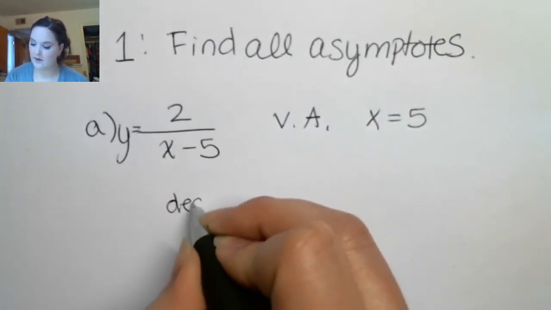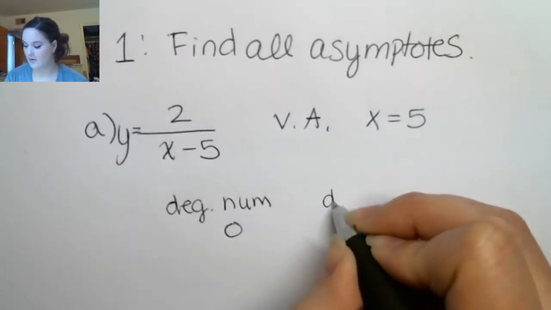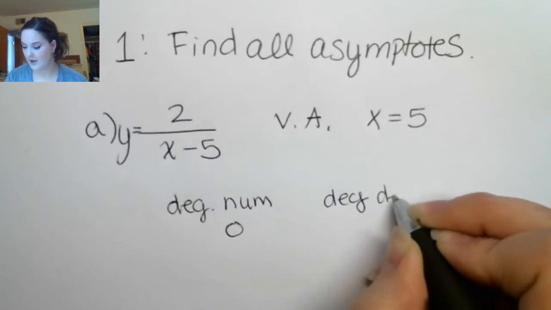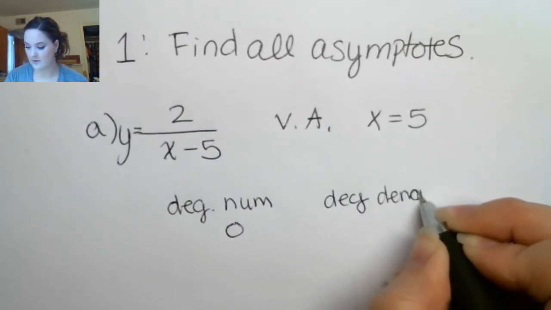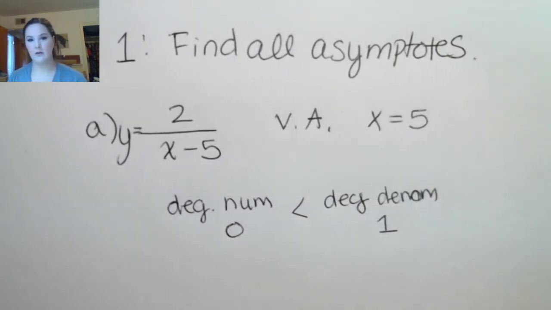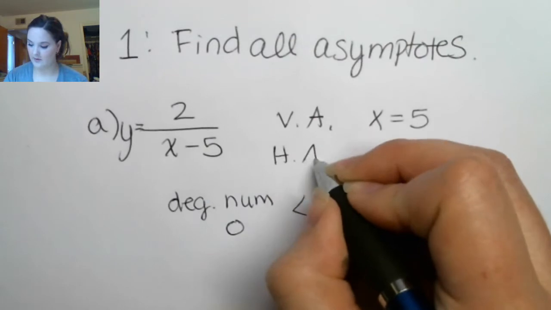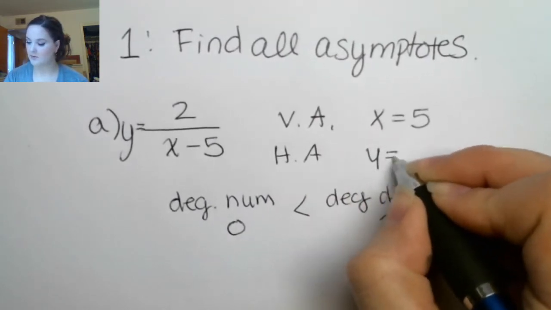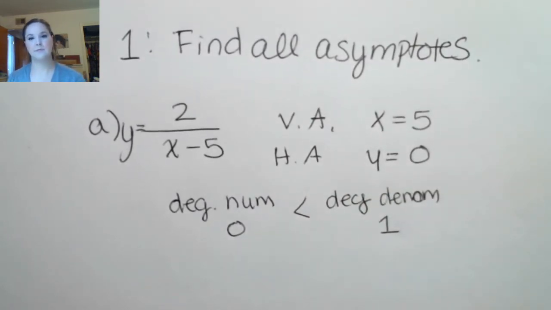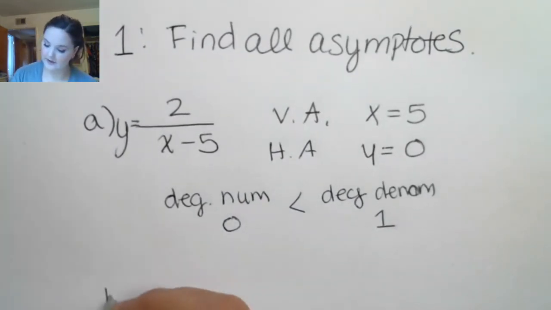So the degree of the numerator is 0. The degree of the denominator is 1. So this is bigger, which means we have a horizontal asymptote at y equals 0. Okay. All right. Let's look at another example.